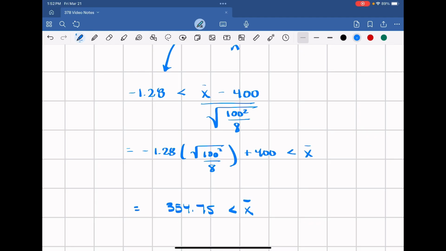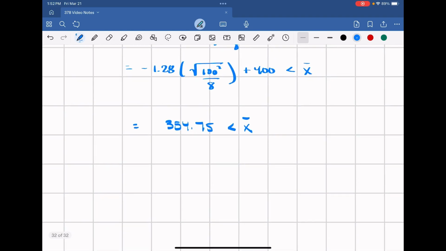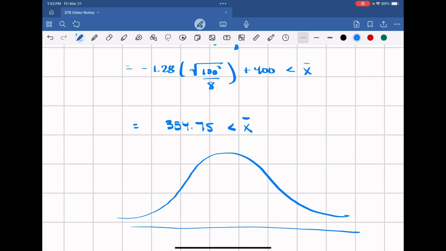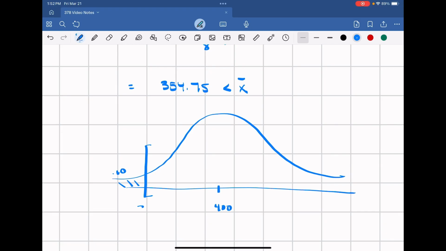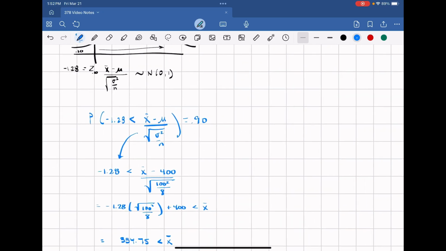And so we come up to our distribution. That means if this is our population distribution centered around the mean, which is 400, then we are 90% certain, so here's our 0.10, that our X bar is going to be within this range, and we're 90% certain that happens. So that's how we can find a one-sided confidence interval with this example.